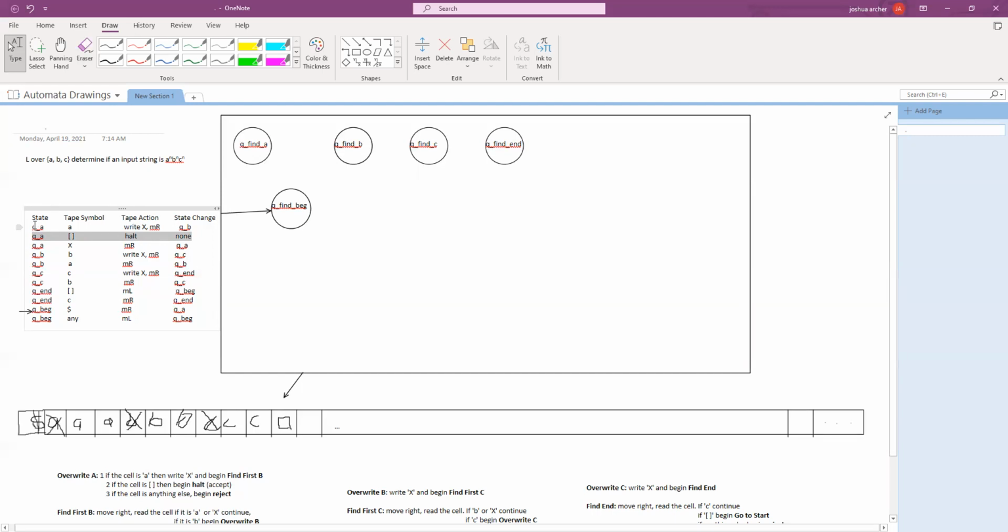The other options are, I'm looking for an A, I found an A. Okay, cool. Mark it out and start looking for a B. The other option is, I am looking for an A and I've seen a marked-out symbol. That's fine. Just keep moving right and keep looking for an A. B has the same thing. It just doesn't have the halt because I only need that once.